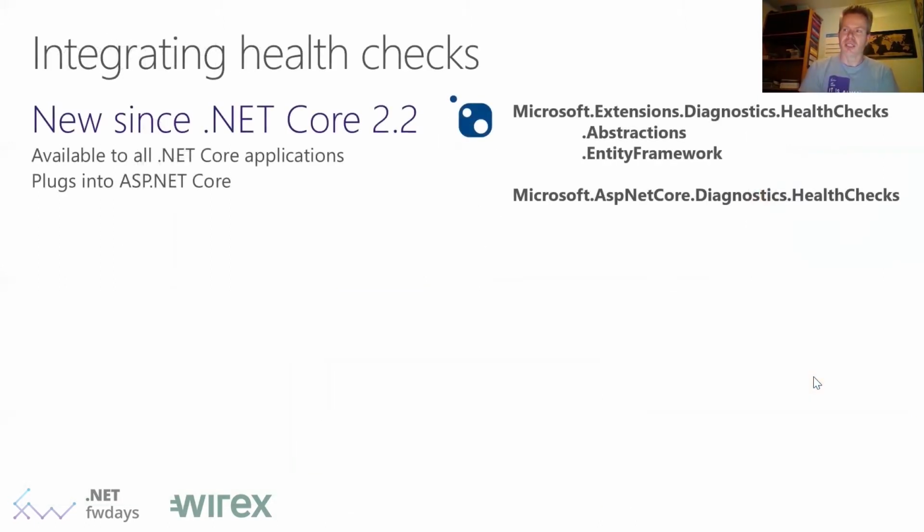Now, to get these checks inside of your application, I've been referring to it as services, but it can be any .NET Core application. Since .NET Core 2.2, all .NET Core applications have had the means to integrate health checks. And the health checks are available in NuGet packages. There's the core package, there's some abstractions, and there's one in combination with the Entity Framework, and those give you the ability to perform health checks at all.